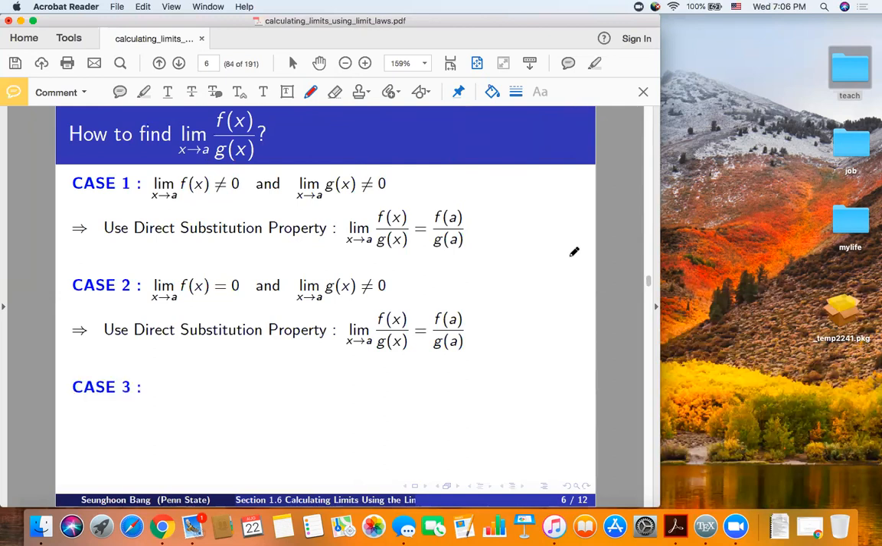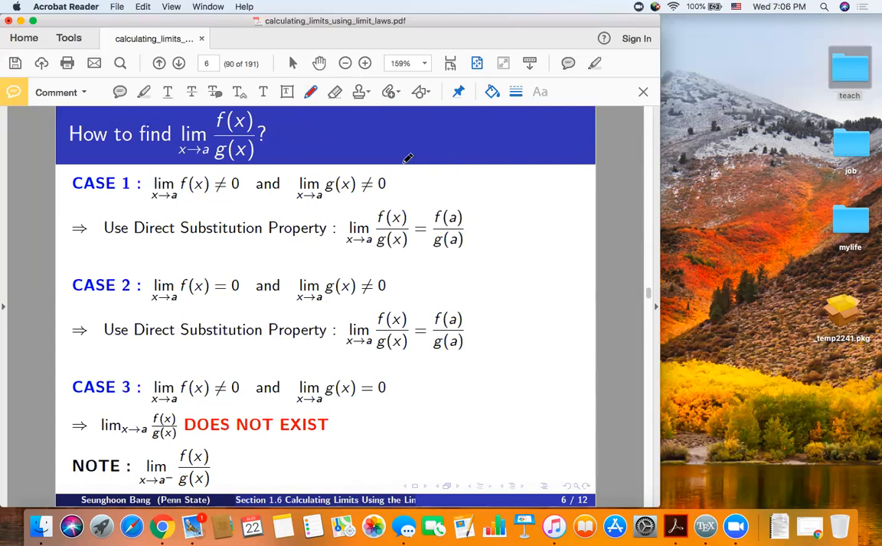The next one, the third case. The third case is where the limit of f of x is non-zero and the limit of g of x is equal to 0. So what does it mean? We have this case: the top is non-zero and the bottom is 0, a non-zero over 0 form. In this case, the limit value does not exist.